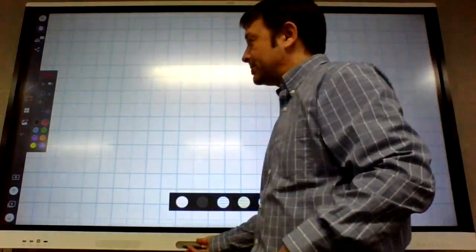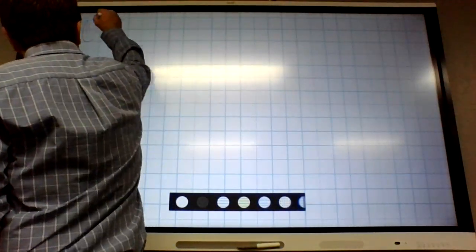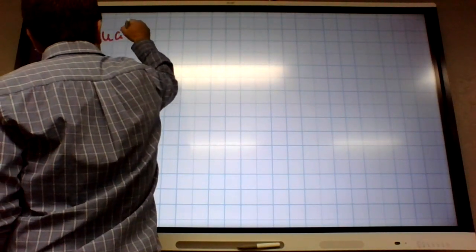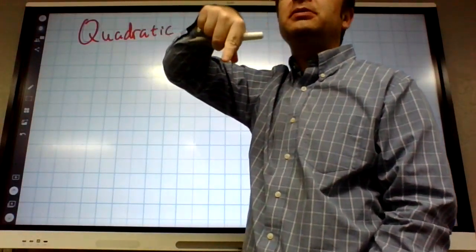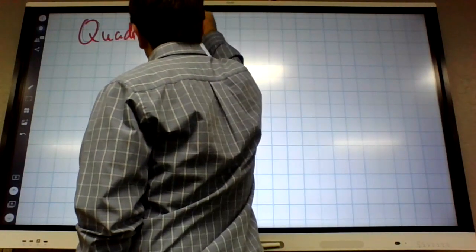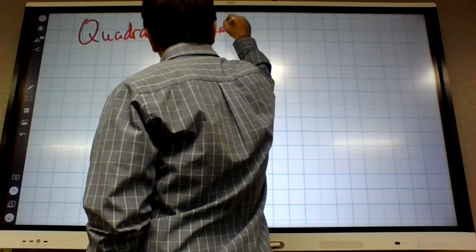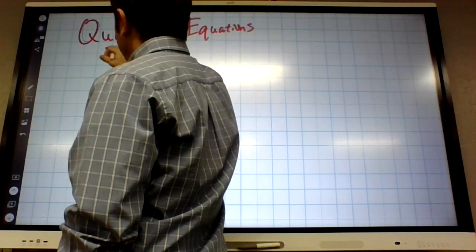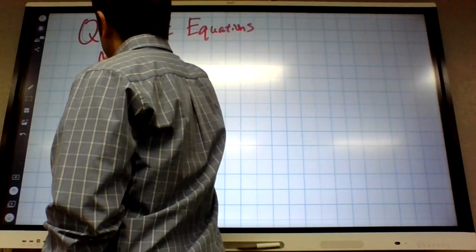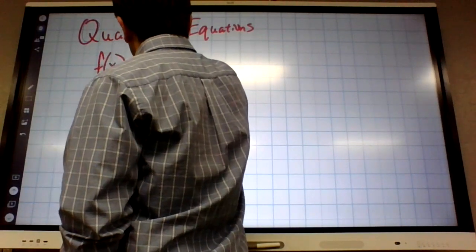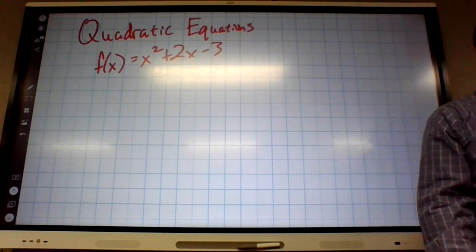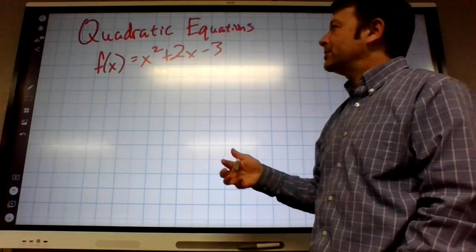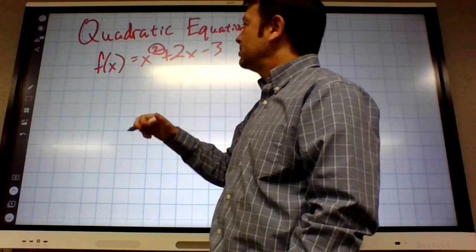Graphing quadratic equations today. You guys remember what a quadratic function or equation was? It's what we were solving last chapter. Like that is a quadratic equation. What makes it a quadratic function? The square. The x squared.